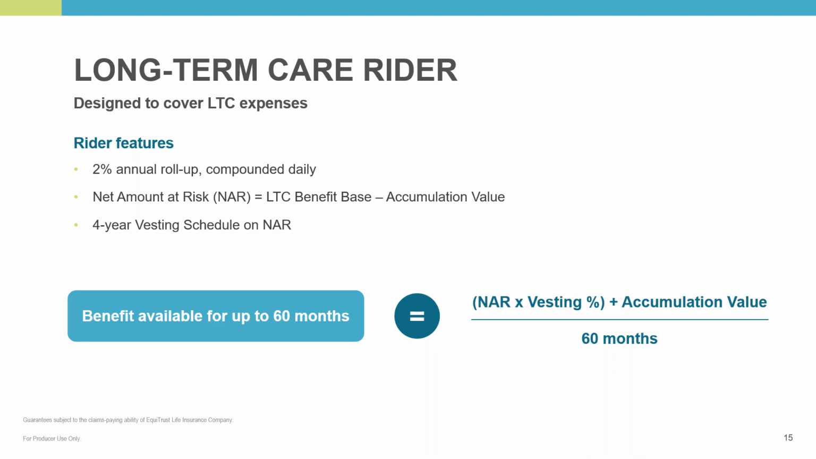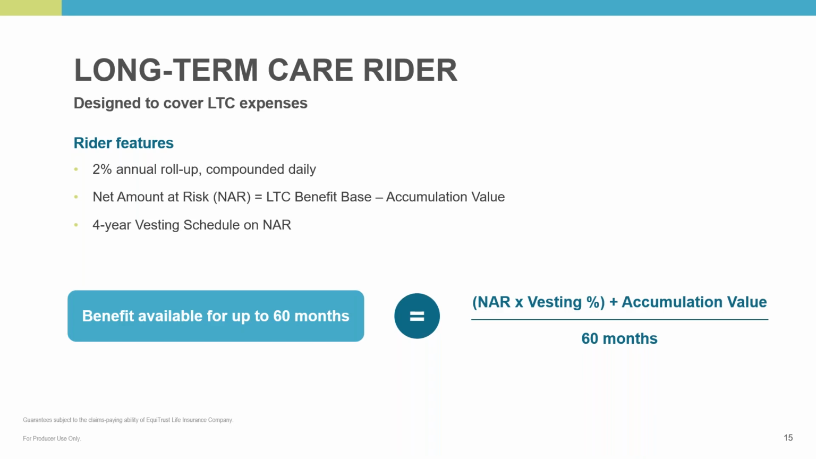And basically all that means is for the first 4 years, there is a vesting schedule. It goes 20% in the first year, 40% in the second year, 60% in year 3, and then 80% in year 4. And that's all based off of the net amount at risk. What that means is the longer the client has the ability to defer going on claim, especially once they get into the 5th year when they're 100% vested, that's where they're going to see the most benefit. But just know there is that 4-year vesting schedule within the first 4 years.